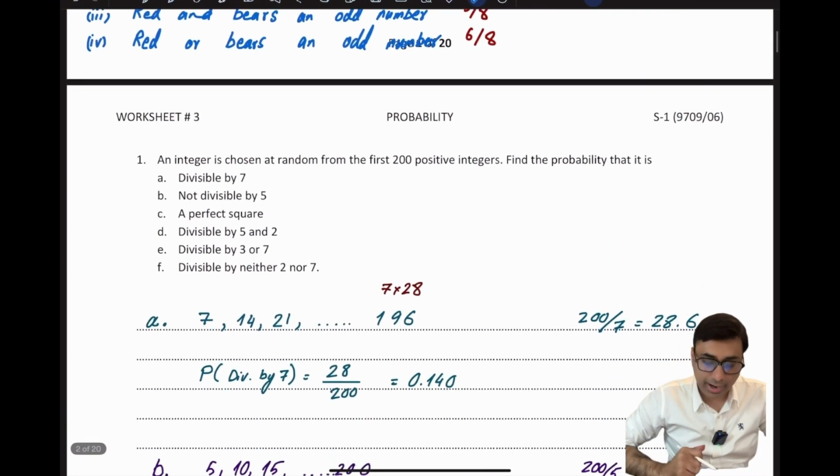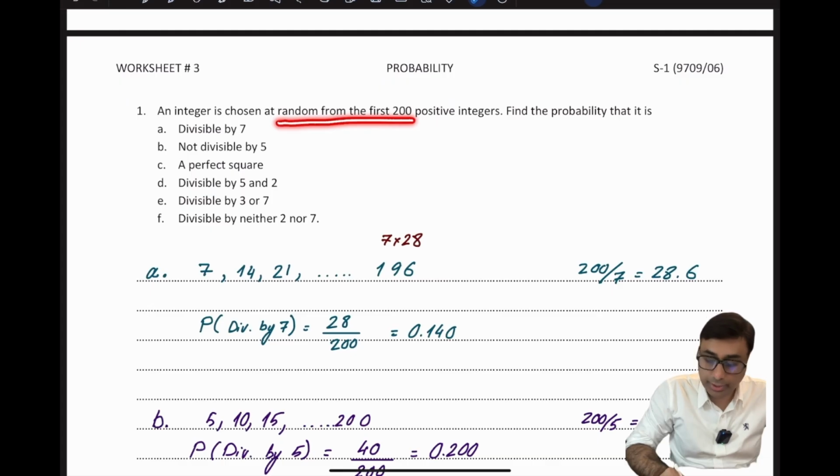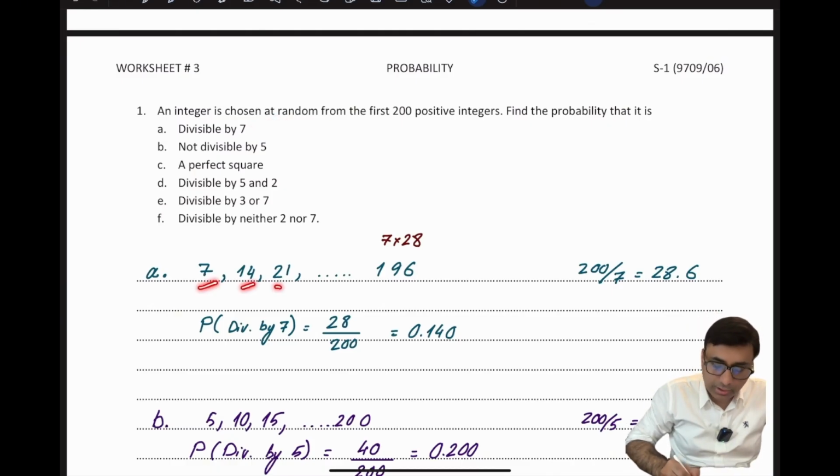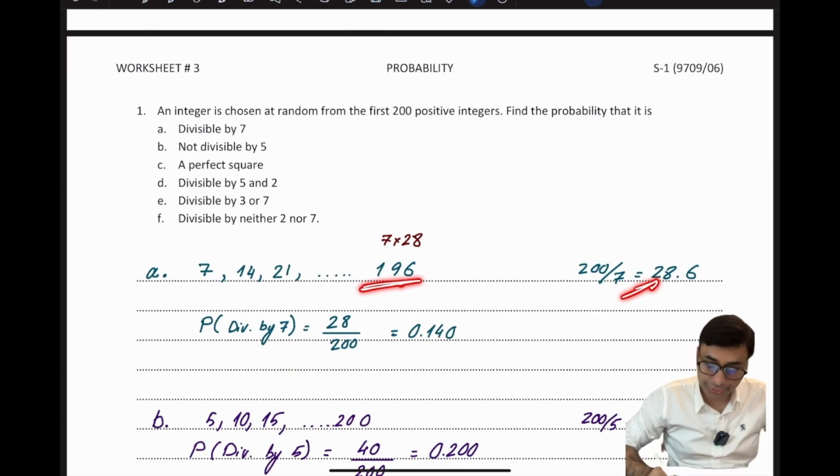Let's have a look at another example. You have numbers from 1 till 200 and you have to find the probability that a number is divisible by 7. You're just going to count how many numbers are divisible by 7. You could start making a list, but it's going to be a little tiring. So what you can do is divide 200 by 7. You get 28.6. So 7 times 28 would be the largest number divisible by 7 within 200. It counts up to a total of 28 numbers, so the probability of it being divisible by 7 is going to be 28 by 200.